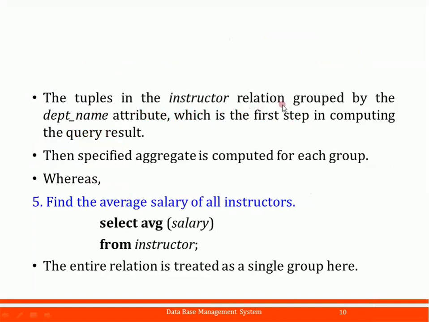The tuples in the instructor relation are grouped by the department name attribute, which is the first step in computing the query result. So the first step is to group the tuples, then the specified aggregate function is applied on each group. Whereas you have one more thing: find the average salary of all instructors. There is no segregation based on the department name. So here it goes like select average of salary from instructor. The entire relation will be considered as a single group here. Since there is no group by clause, all the instructor tuples will be grouped into a single relation, and the average of salary on all the tuples will be calculated.